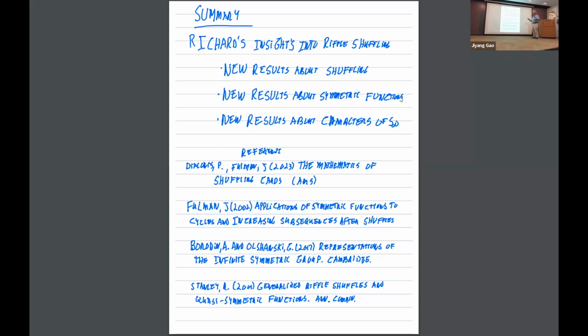Here's a summary. Richard's insights into riffle shuffling contributed at least three things. There are new results about shuffling. There are new results about symmetric functions, a probabilistic interpretation of symmetric functions. And finally, there are new results about the characters of S infinity.